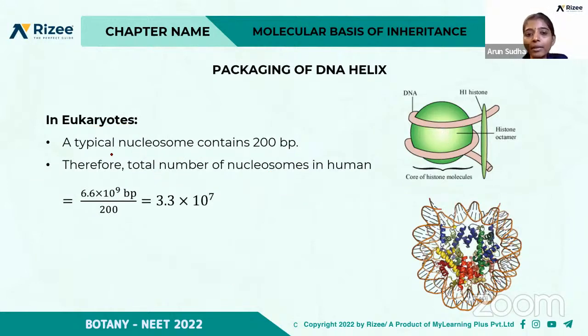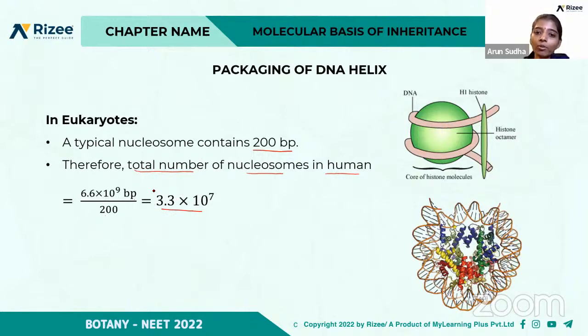So for example, if you take a typical nucleosome, this is the structure of a nucleosome. It contains about 200 base pairs. This is 200 base pairs. That is a single nucleosome, which has the histone octamer and the DNA wrapped around it. That is called the nucleosome. Therefore, the total number of nucleosomes in a human DNA is, so these are the total number of base pairs, and these are the base pairs present in a single nucleosome, right? So if you calculate, this is equal to 3.3 into 10^7, which is equal to the total number of nucleosomes present in a human DNA.